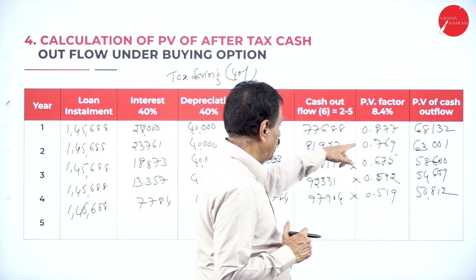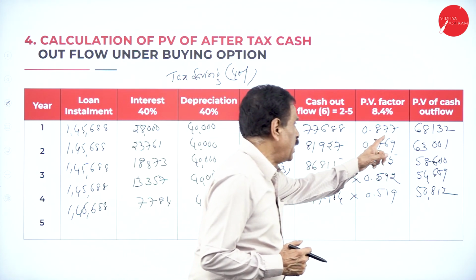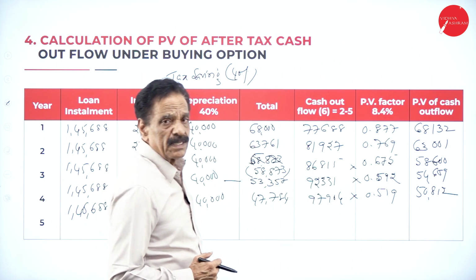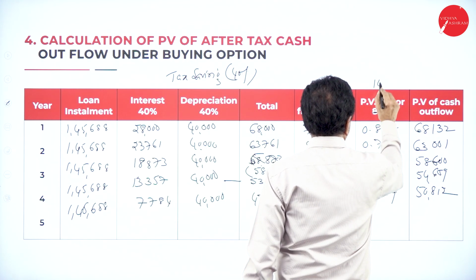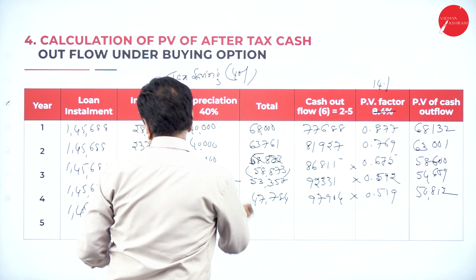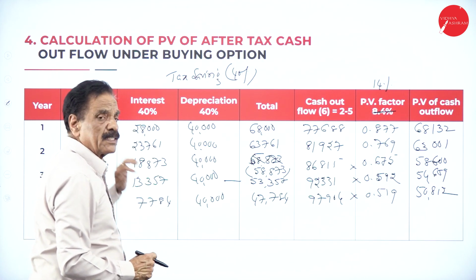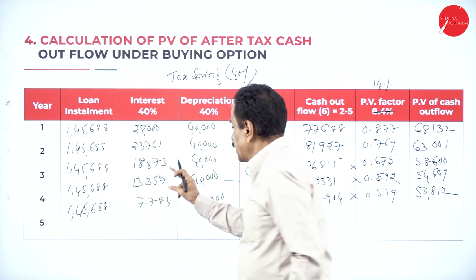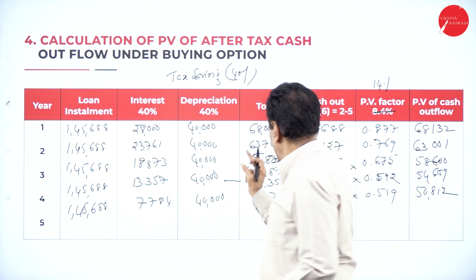Value 77,688. So here your discount factor is 0.877. If you deduct 68, the discount factor at 14%, 68,132. Then once again 1 lakh. Second year, this is first year interest. Second year interest, tax 40% saved. This is third year, this is fourth year, fifth year. The installment remains constant. Add the figure.